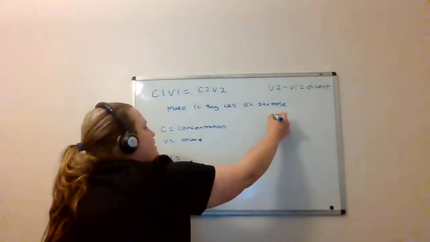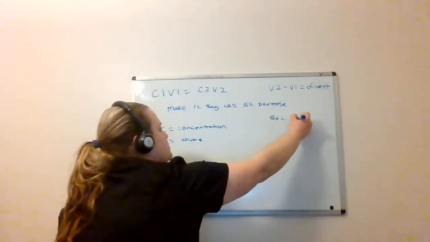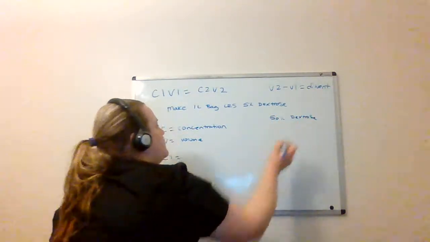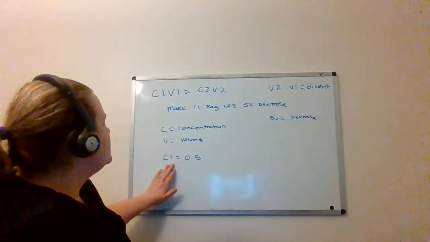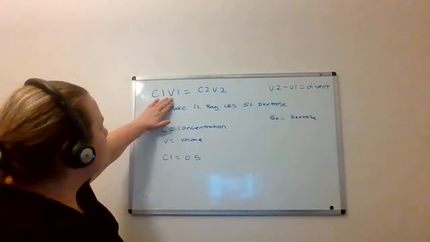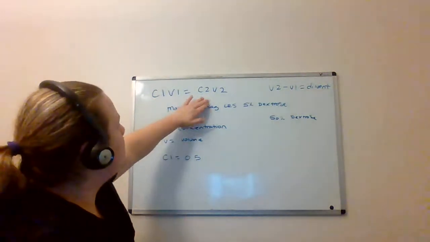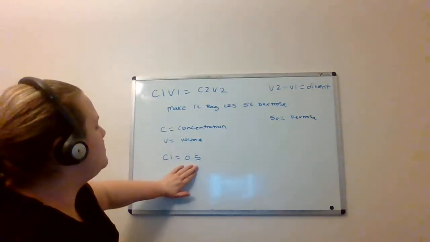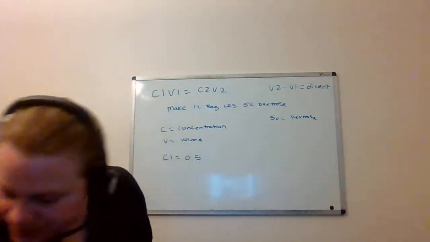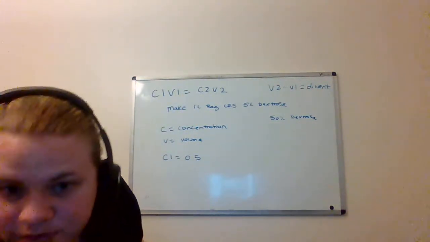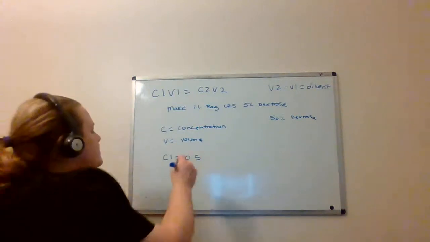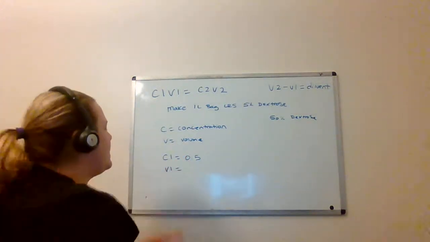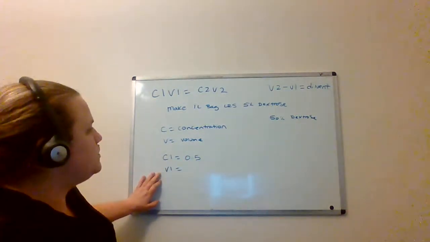We are starting with a 50% dextrose solution. So to convert that to a decimal would be 0.5. The reason is because on this side you're going to start with what you're starting with, and this is what you want to end up with. So C1 is going to be 0.5 or 50% for the dextrose that we're going to be starting out with using.